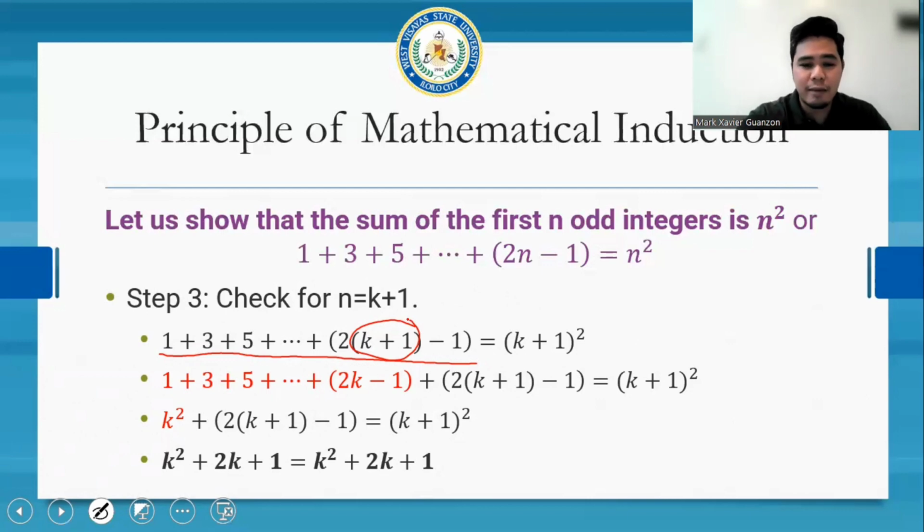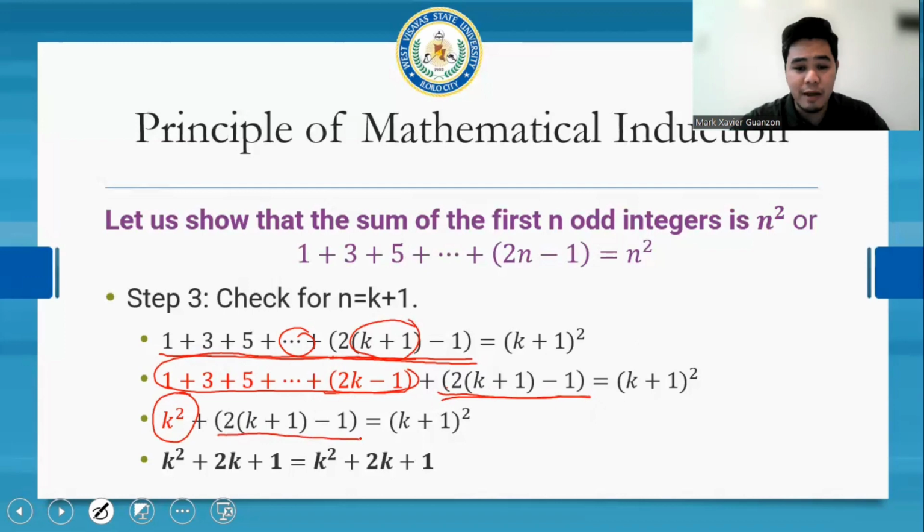And then, since I mentioned that this is just the next term of 2k minus 1, that means somewhere here, we have the 2k minus 1. So I can just write it so that I can relate it to the previous equation that we had earlier. And then notice that this particular part right here represents our inductive hypothesis that was in the previous slide: 1 plus 3 plus 5 and so on plus 2k minus 1 is equal to k squared. So instead of writing that, I replaced it with k squared. And then I just copied the remaining parts of the equation.